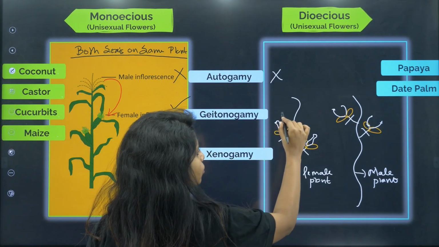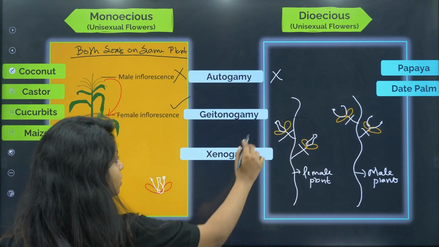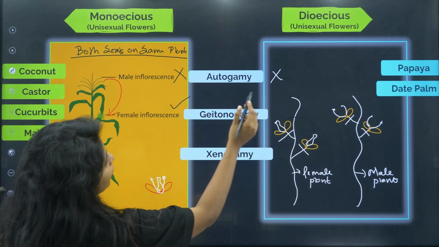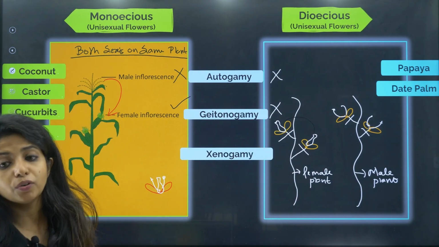So, from one flower to another flower, can anything pass from here? No, because it is the same sex. So, this will be over here. For dioecious plants, this also would not be there. So, they do not have autogamy, they do not have geitonogamy as well.